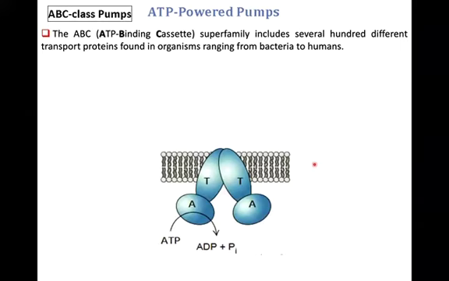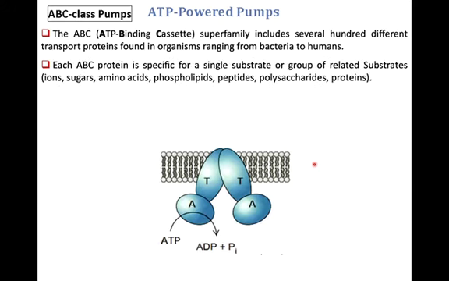So we talk now about the fourth class of ATP-powered pumps, which is the ABC pumps. ABC stands for ATP binding cassette. It is a superfamily that includes several hundred different transport proteins found in organisms ranging from bacteria to human. You can see that it consists of 4 subunits, 2 T's and 2 A's, and the A subunit is the binding site of the ATP. Each ABC protein is specific for a single substrate or a group of related substrates, so if it's iron, sugars, amino acids, and so on.